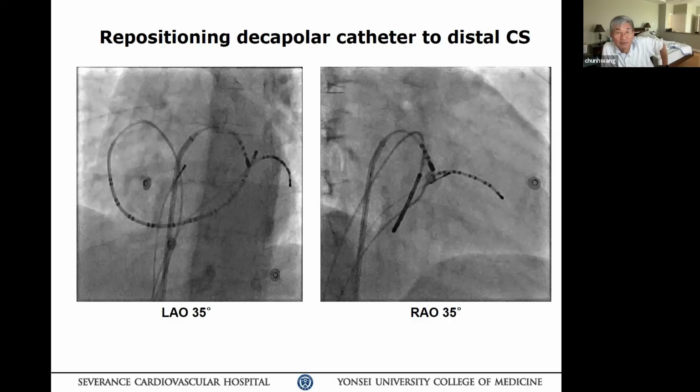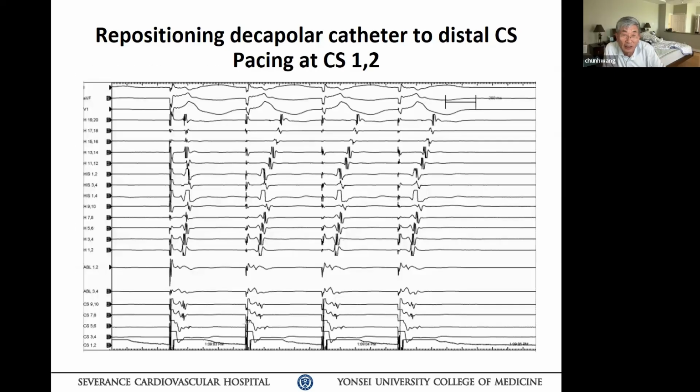I saw your picture. I don't know what the pacing output was, but I also recommend pacing not too close to the CS electrode, probably somewhere 3, 4, maybe even 1, 2 would do the job. Okay? Try to use a low output so you can see a nicer electrogram. Show us your pacing, CS pacing. I saw your huge spike, right?